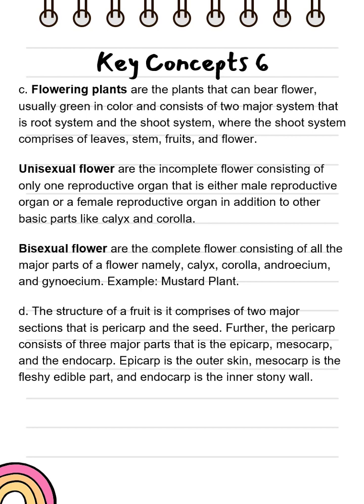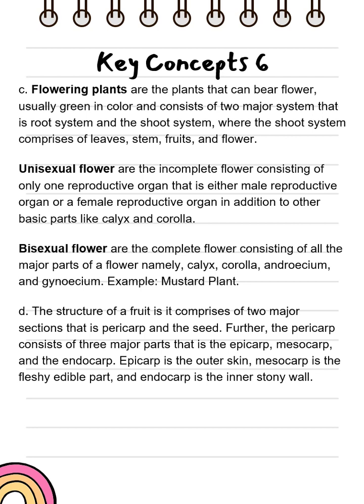Flowering plants are the plants that can bear flowers, usually green in color, and consist of two major systems, that is root system and the shoot system, where the shoot system comprises leaves, stem, fruits, and flower. Unisexual flowers are the incomplete flowers consisting of only one reproductive organ, that is either a male reproductive organ or a female reproductive organ, in addition to other basic parts like calyx and corolla.